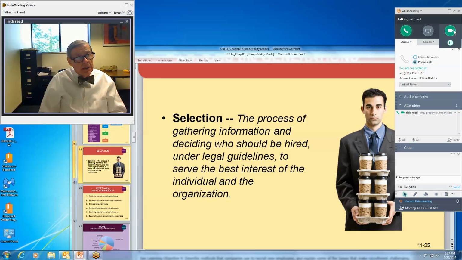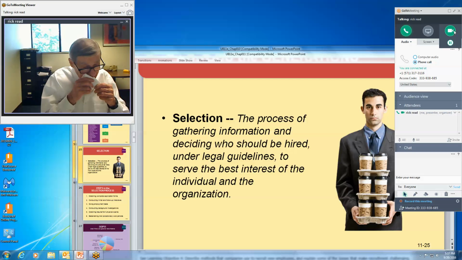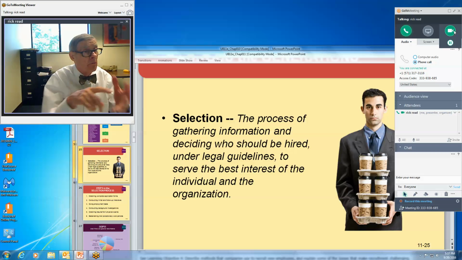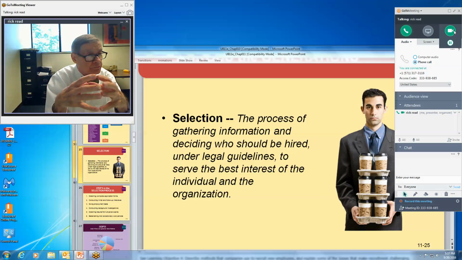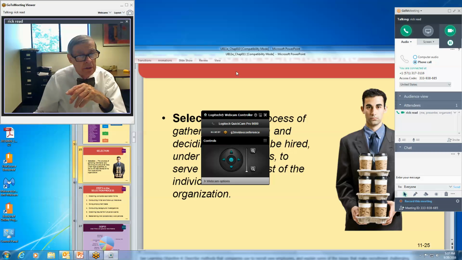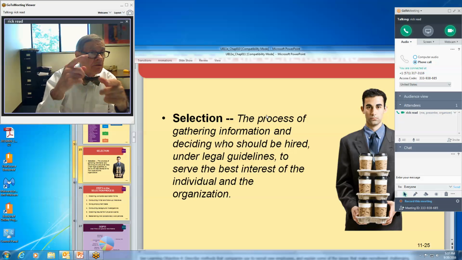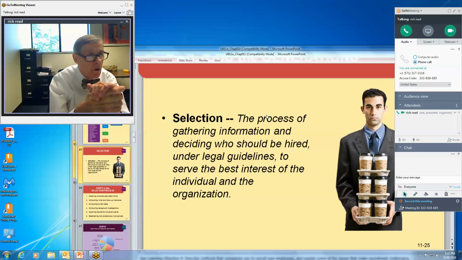Selection actually starts with the recruiting process. In the recruiting process, what you're trying to do is get people who are qualified to send in a resume or an application or both. Then the selection begins, because let's not assume that everybody who submits a resume or an application or both is qualified. So there has to be some kind of screening process. The first step in selection is getting the resumes in. The second step is a screening process, and then there are additional screening processes after that.